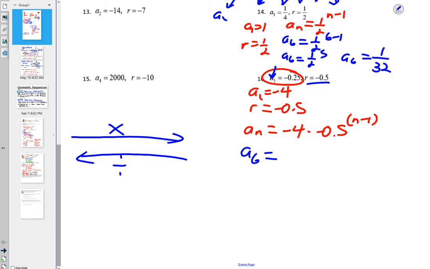This is the fifth number. Every time I go to a new number, I'm multiplying by the common ratio. So if I left off at negative 0.25 times negative 0.5, that gives me 0.125. The same thing would have happened if I would have gotten this 6 in here. The exact same thing.